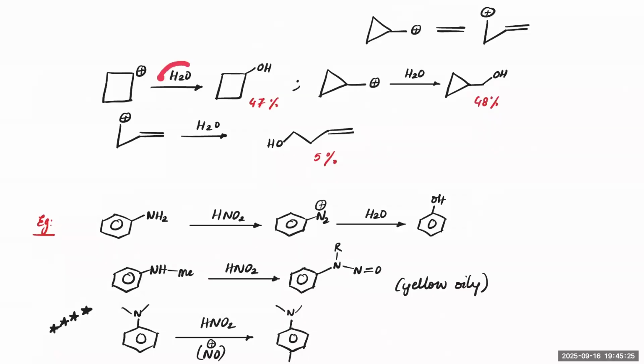As soon as you react with water, you will get these types of alcohols. The percentage is important here. You will see around 47 percent here, 48 percent, and 5 percent. The percentage is not very different here, but still, if the major product is asked, you'll always emphasize this as the major product. Clear?